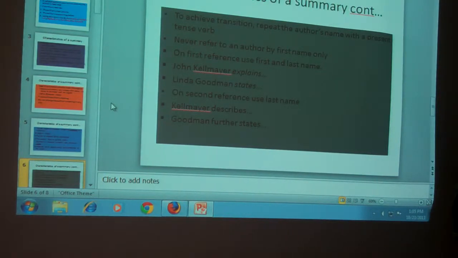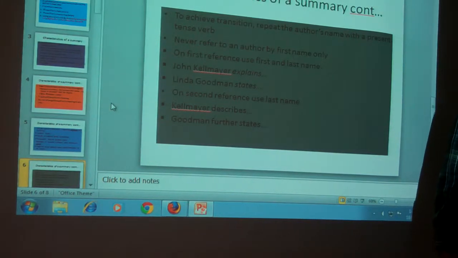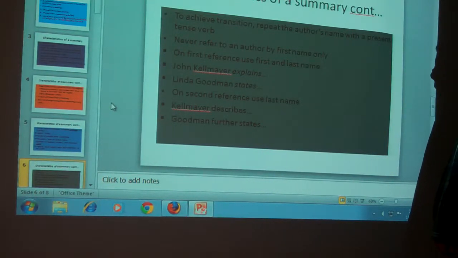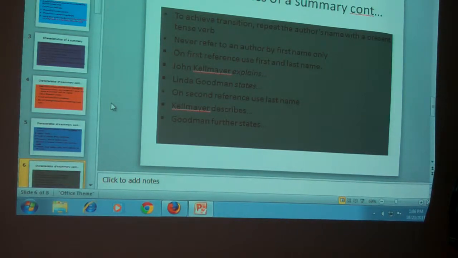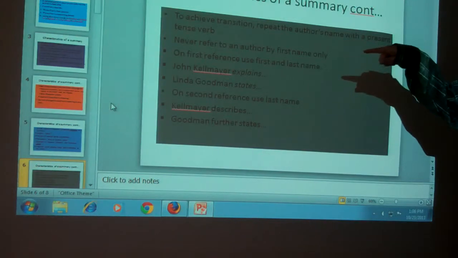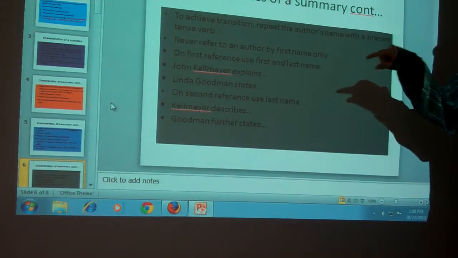Never refer to an author by first name only. I'm being sarcastic here, but if you know the author and you have coffee with them once a week, that might be different. But obviously that's not going to be the case. Sarcasm obviously going on here. But because you don't know the author, formality is very important. So on your first reference, use the author's first and last name. For example, John Kellmeyer explains, Linda Goodman states.